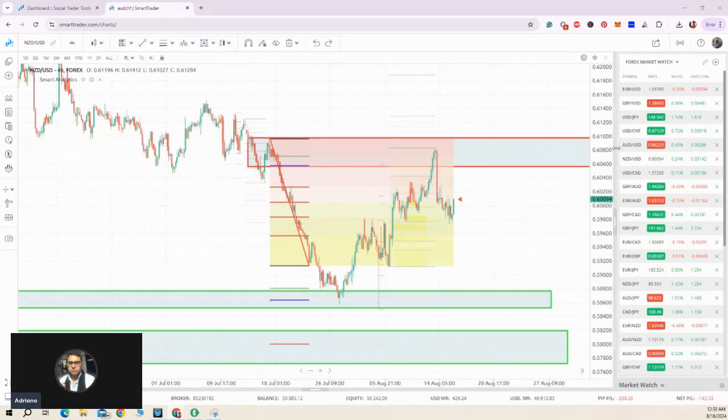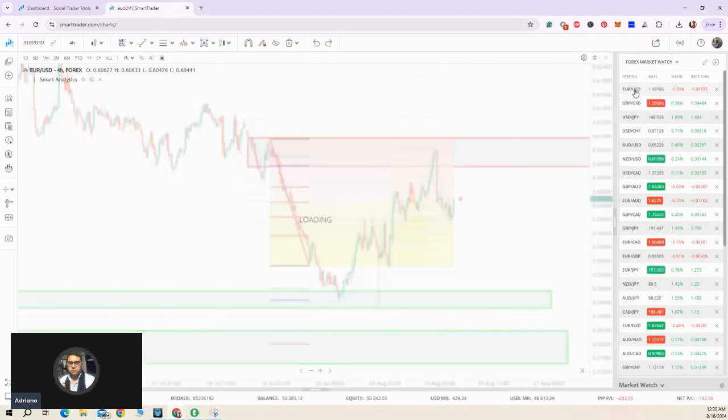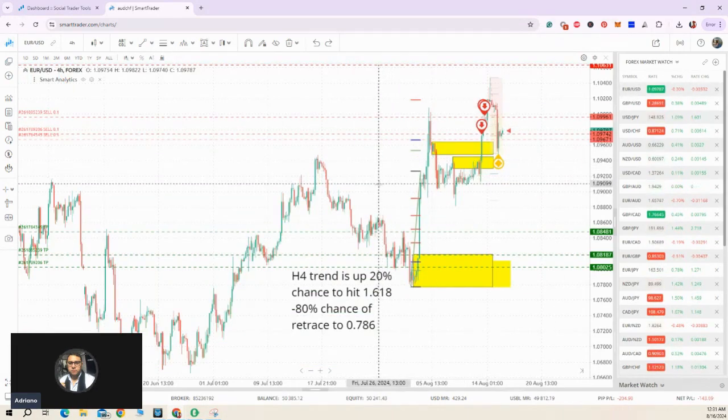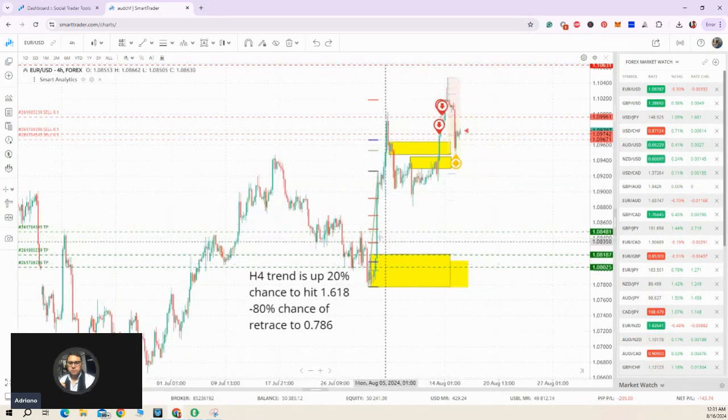So let's start. A lot of people like to do top-down analysis. I prefer to take one time frame at a time and then see where the market has more potential to move. First, I like to analyze the 4 hour, the H4 time frame, like the EURUSD.